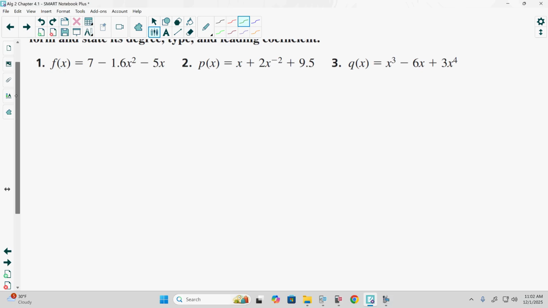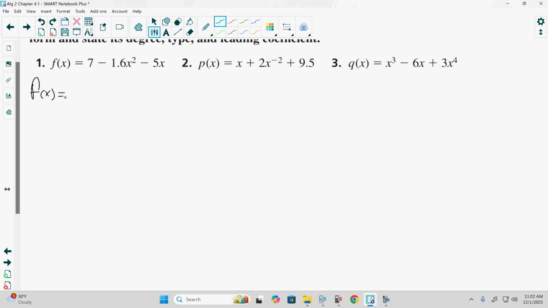Number 1, f of x equals 7 minus 1.6x squared minus 5x. Is this a polynomial function? Yes, we can go through that whole list of things, and it's going to make them all true. It doesn't have a negative exponent attached to a variable. We don't have a fraction as an exponent attached to any one of our variables. Variables are not inside of a radical. We don't have a variable in an exponent. We don't have the variable in the bottom of a fraction. So yes, it is a polynomial function.